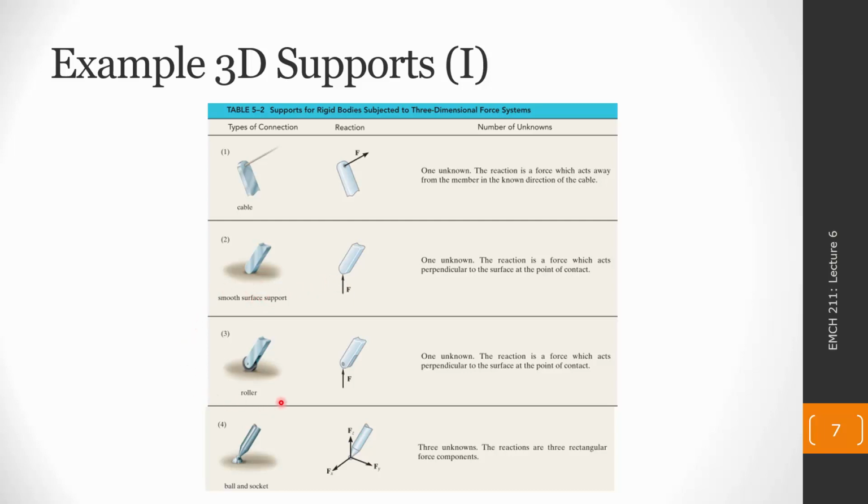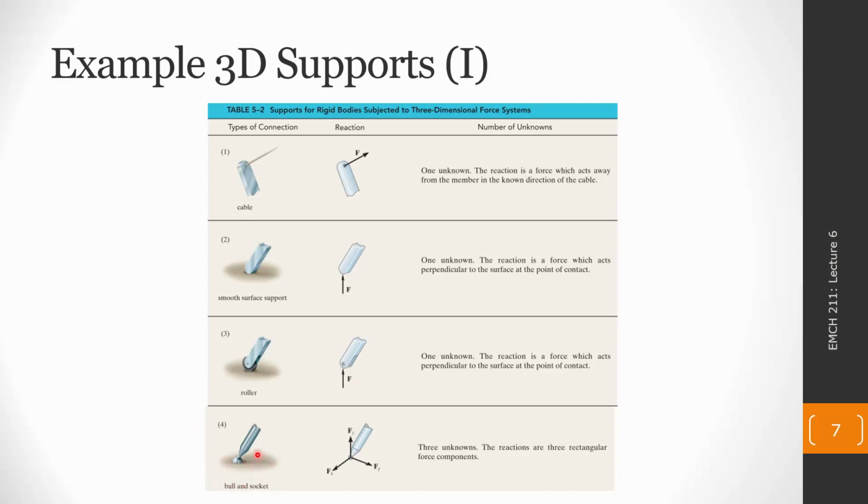Really the same idea when we have a roller. We're typically going to model rollers as also being friction-free and only preventing motion that is normal to the surface. So a roller is going to act just like a normal force, outward normal from the surface that it is in contact with. Now what's new in 3D is we're going to see the ball and socket.